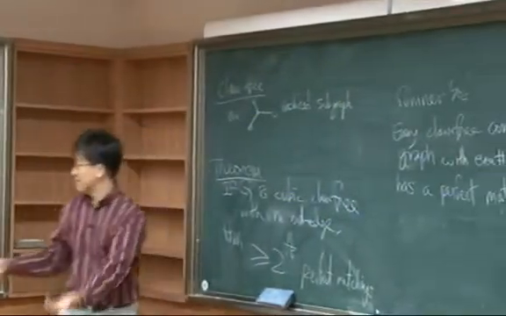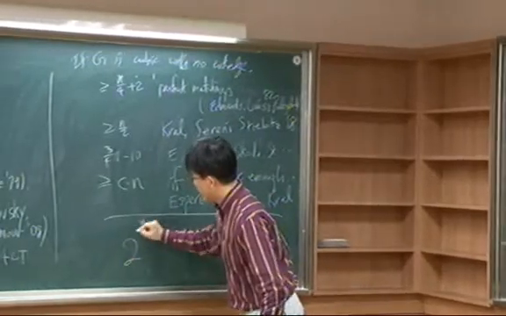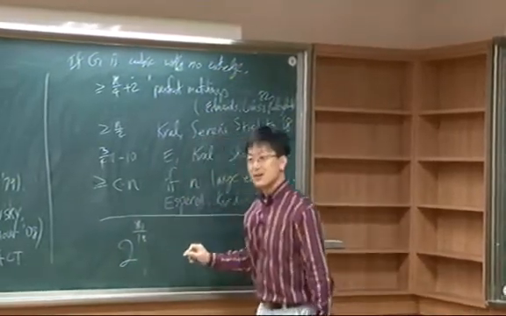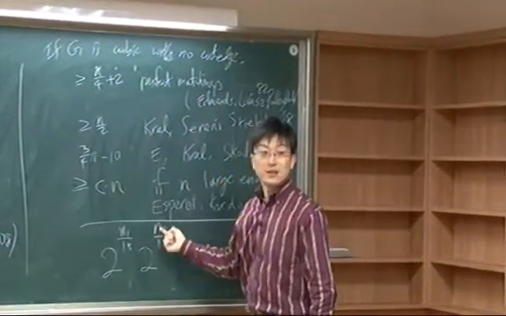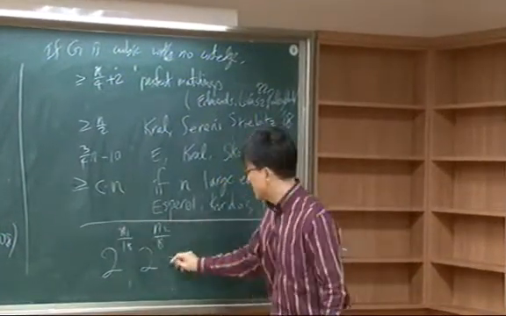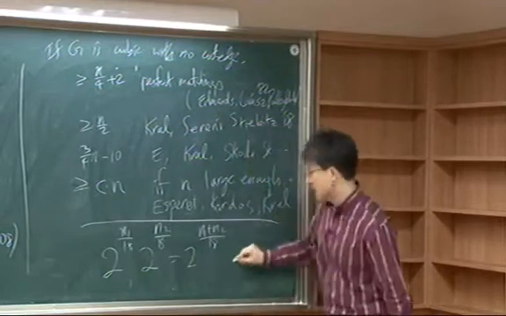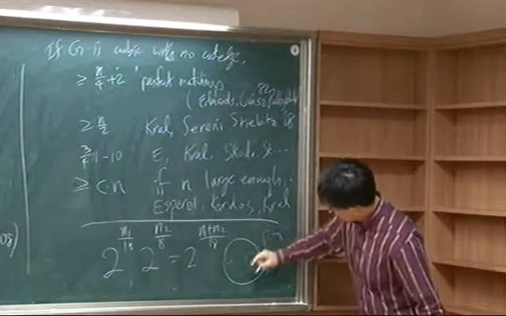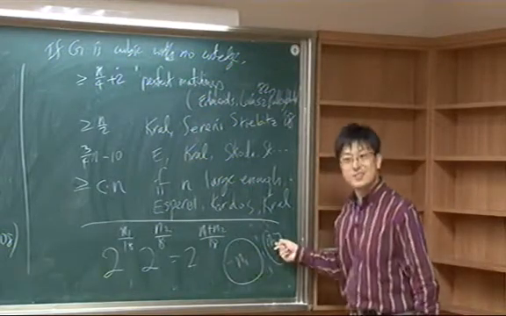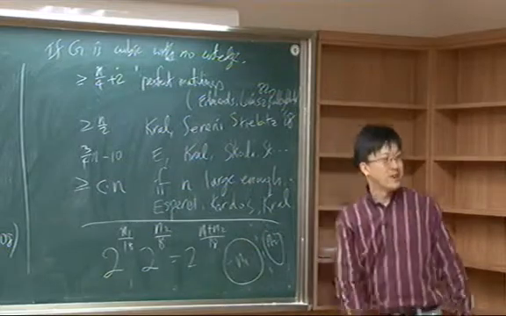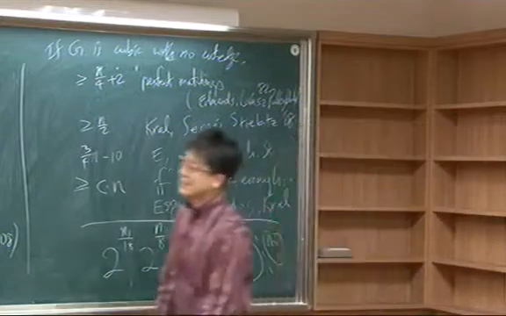If it's not connected, then what? You have 2 to the n1 over 18 times 2 to the n2 over 18, and then you can add them, right? So if you can decompose the graph into 2 pieces with n1 vertices and n2 vertices, you can just apply induction. So you can assume the graph is connected.